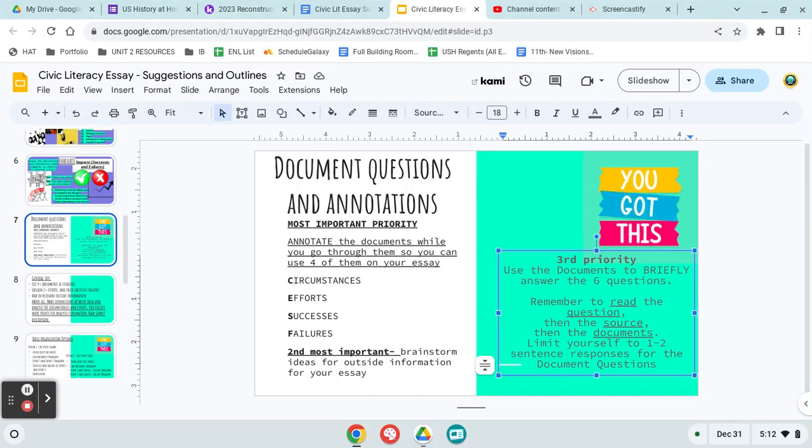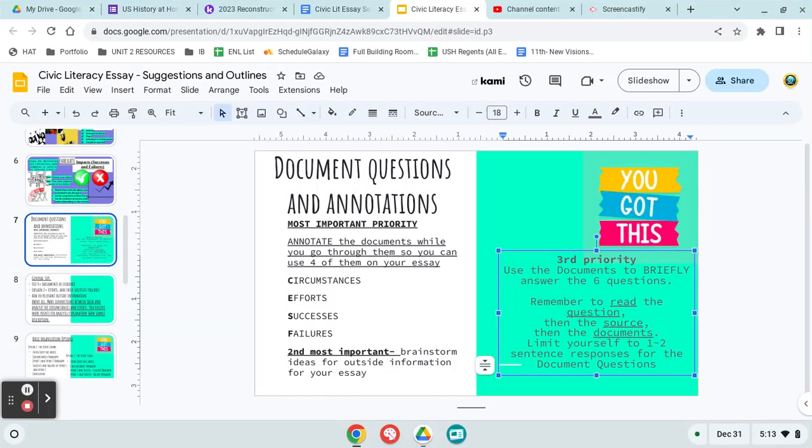Don't even worry about the document questions yet, but mark down C for circumstance, E for effort, S for success, and F for failure. It's fine if you have just one annotation per document. It's also fine if you don't have annotations on all of them. You only need 4. But when we start our essay in class, you should be prepared to come in with your documents annotated so that you can write about their circumstances, efforts, and successful and failed impacts.